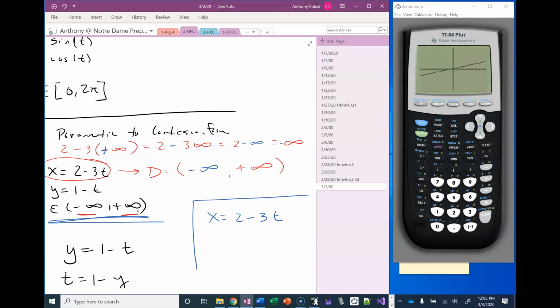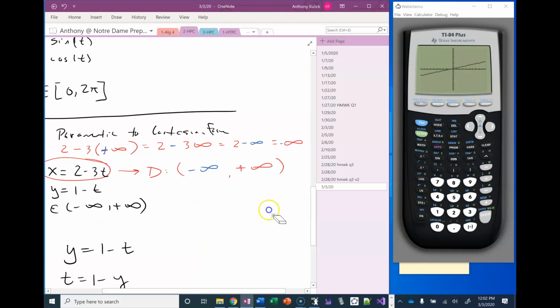So if I look at my function here, x equals 2 minus 3t, that's a linear function, right? If the domain for a linear function is all real numbers, what's the range also going to have to be? All real numbers. So I don't even have to play this plug-the-infinities-in game. Is that okay? Now, it's certainly fine to do that. You don't have to think about it that way.